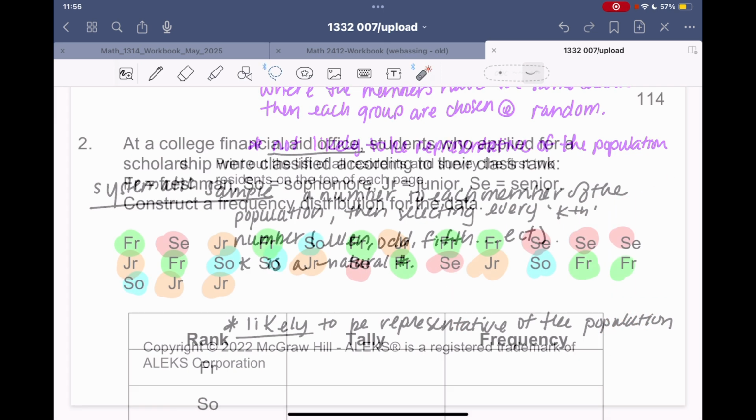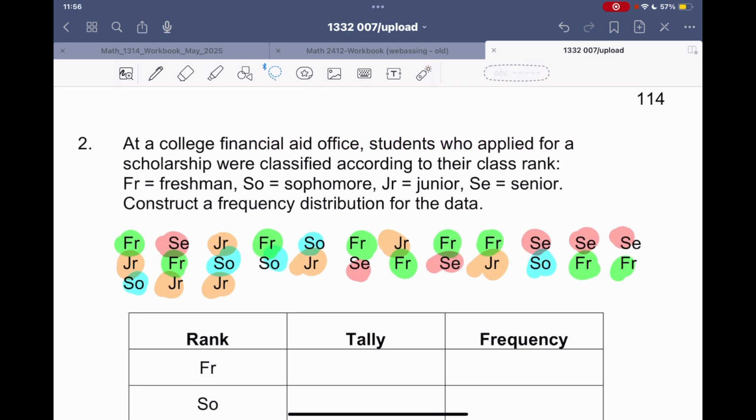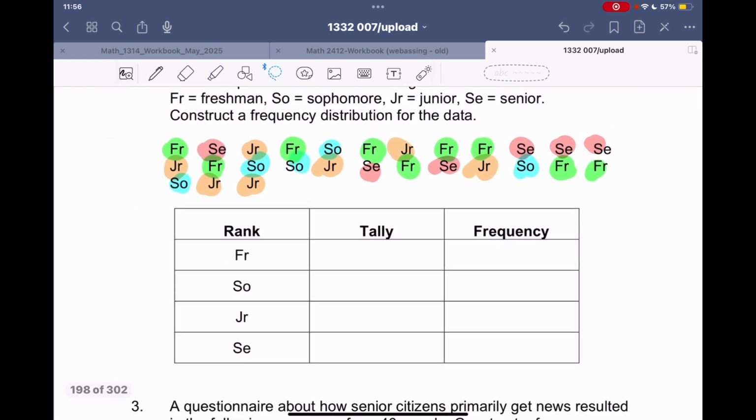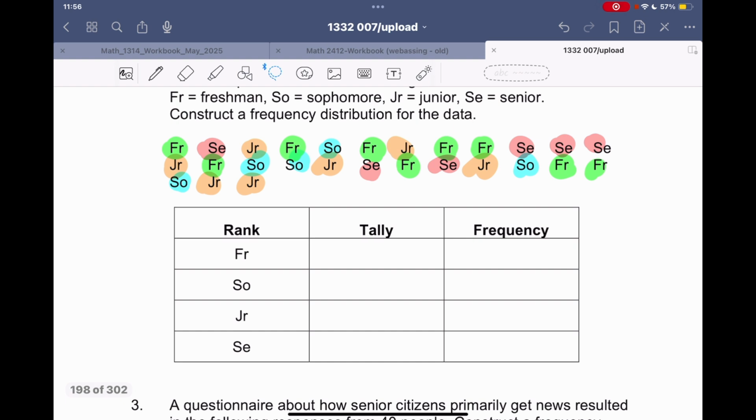Four scholars were classified according to their class rank: freshman, sophomore, junior, senior. Construct a frequency distribution for the data. Okay. All we're doing is counting. So for the freshmen, you're using green. If you count them, 1, 2, 3, 4, 5, 6, 7, 8, 9. So we do tally 9, and then the frequency is the same number as the tally, but written out as a number, so it's just 9.